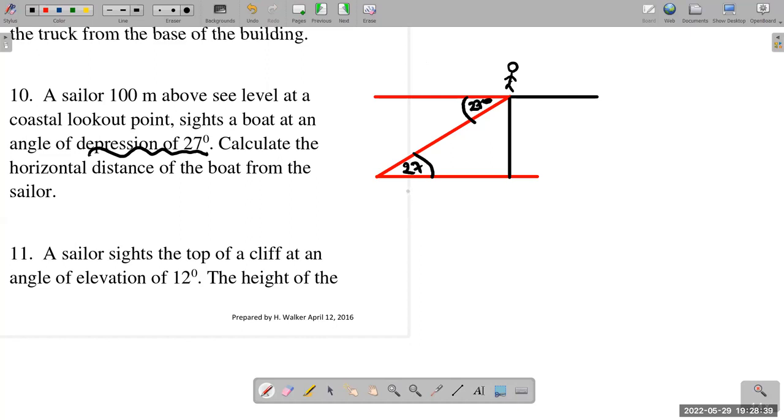So let's see what they want us to calculate. Calculate the horizontal distance of the boat from the sailor. Wouldn't that be here to here? What information did I forget to put though? You must put in what? The right angle. And it also said that he's 100 meters above sea level. Where do I put the 100? Here or here? Left or right? Excellent, right. Everybody see how I get my picture?